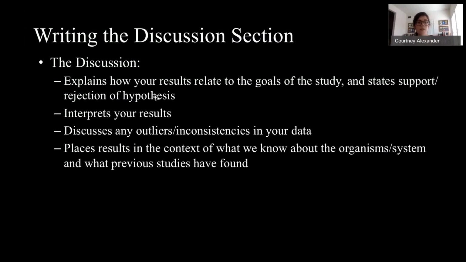And then you want to place the results in the context of what we know about that organism or that system, or what previous studies have found. In your introduction, you laid out a gap in knowledge. Why this is important, because we don't know the answer to this question, and it will help fill in this gap. In your discussion, you're going to do that. You're going to show, look, we knew this and we knew that, but we didn't know this middle section, this gap, and our results fill that gap.